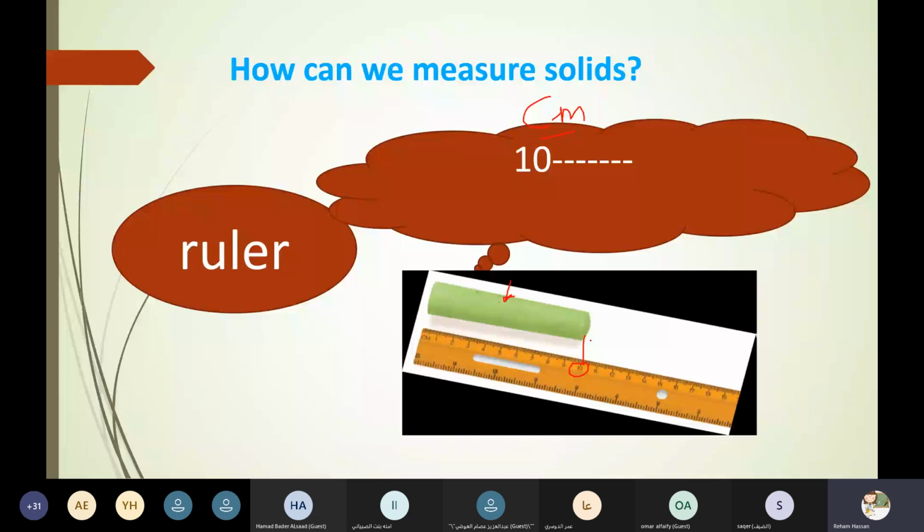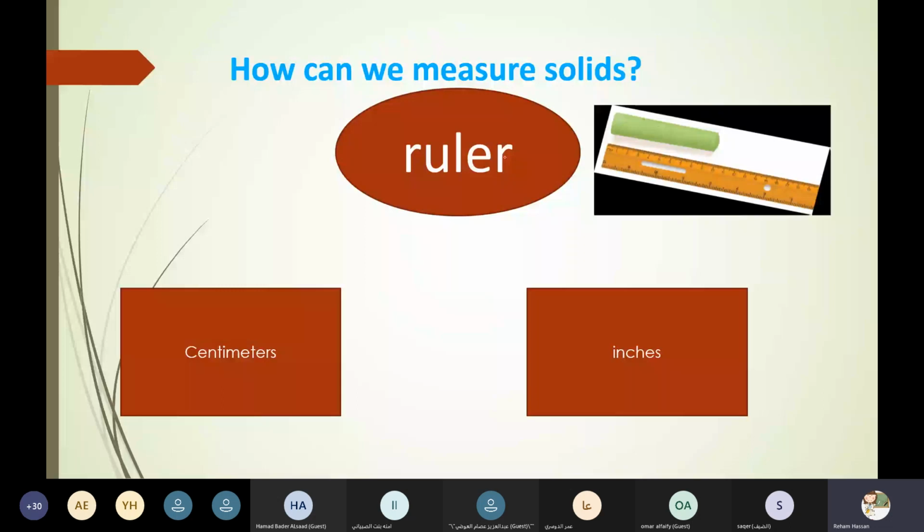Yes, centimeter. Amazing. So how many? 10 centimeters. Okay? Yes, 10 centimeters. Or we can measure it by inch. So we can use the ruler. Thank you so much, Yusuf. We can use the ruler to measure the tall, or the length. The length or the tall, okay?